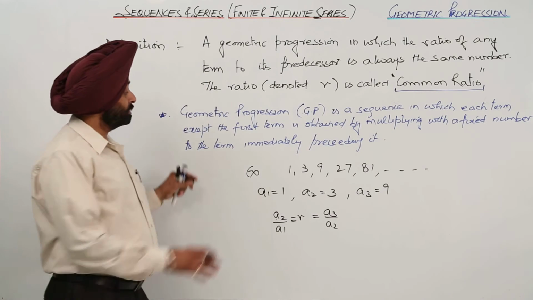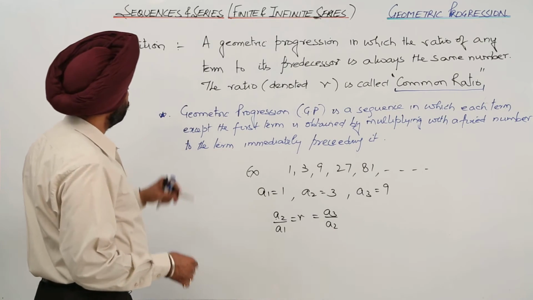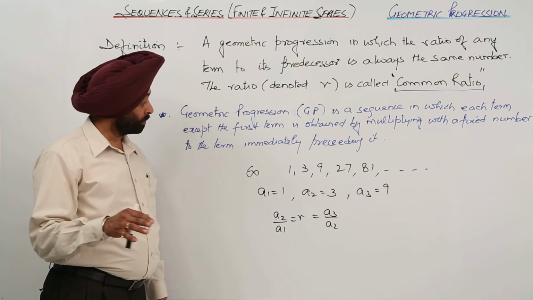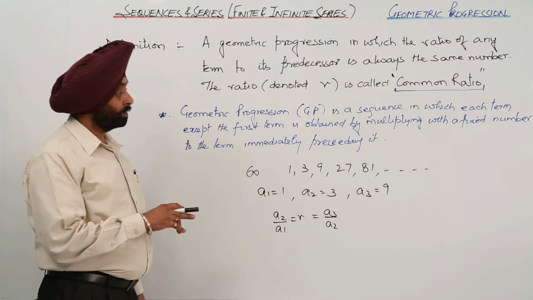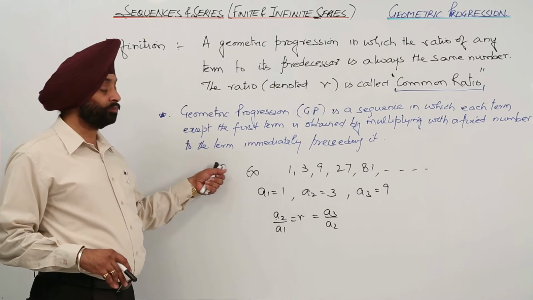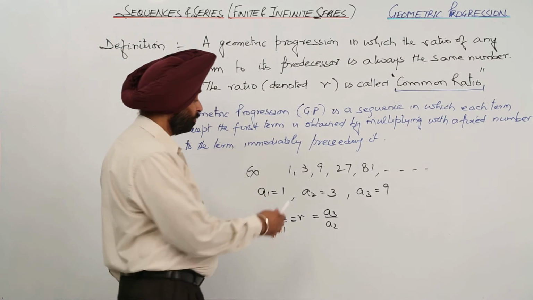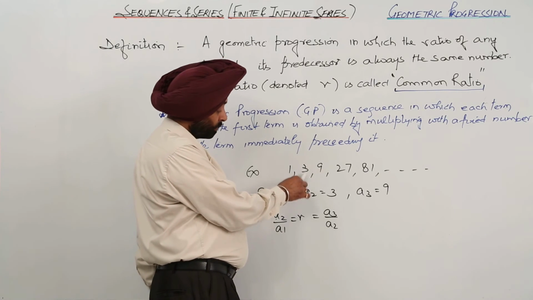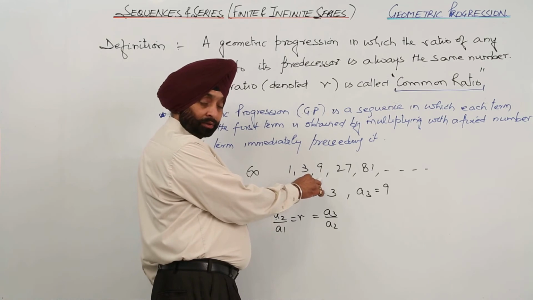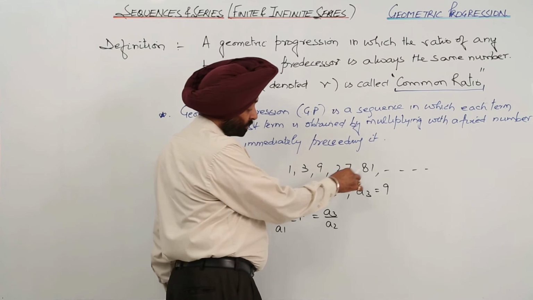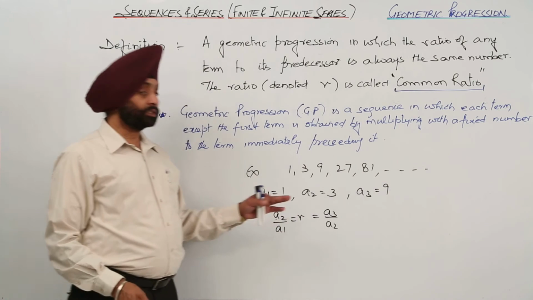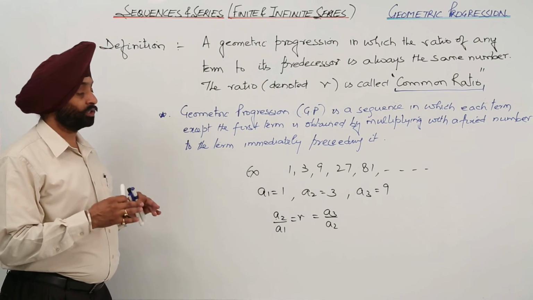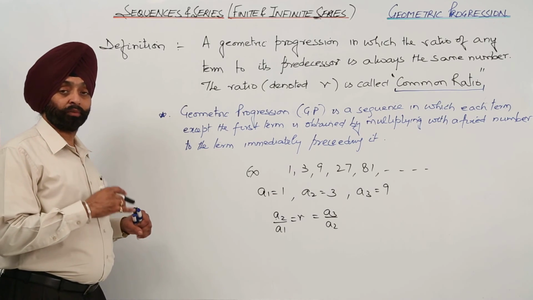Okay. Same thing I have written here now. You can just check it. Geometric progression is a sequence in which each term except the first term is obtained by multiplying with a fixed number to the term immediately preceding it. For example, now 1 multiplied by 3. 3 times 1 is 3. 3 times 3 is 9. 3 times 9 is 27. 3 times 27 is 81, like this. So, this is a new series and this is called a geometric progression series or geometric progression sequence.